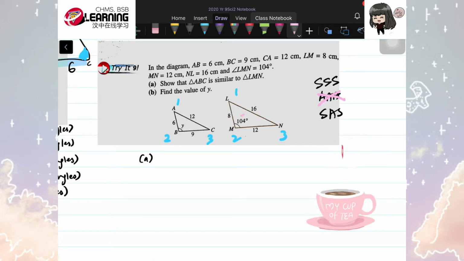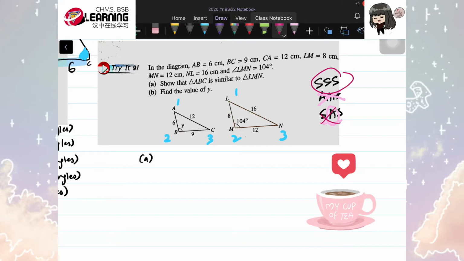Here they mention only 104, but they did not mention that y is 104. So we cannot assume that they are the same, unless we already show that the triangles are similar, then we can say both of these angles are the same. We cannot use SAS either, because we don't have a pair of angles that are the same from the diagram. So what is left here is side, side, side.